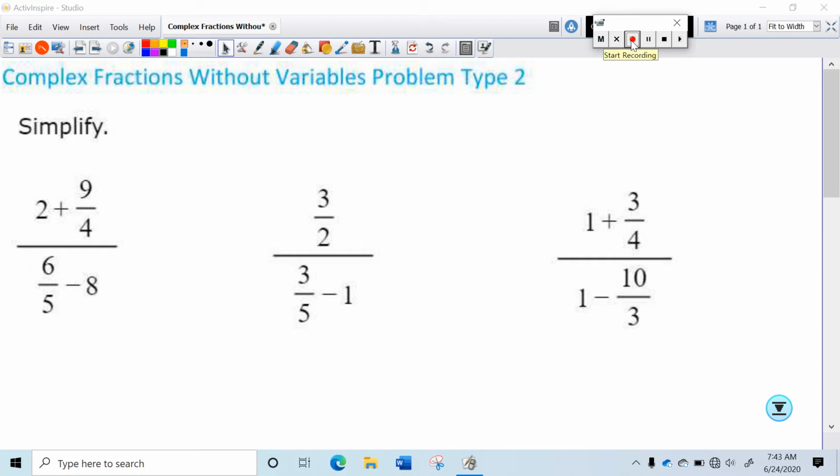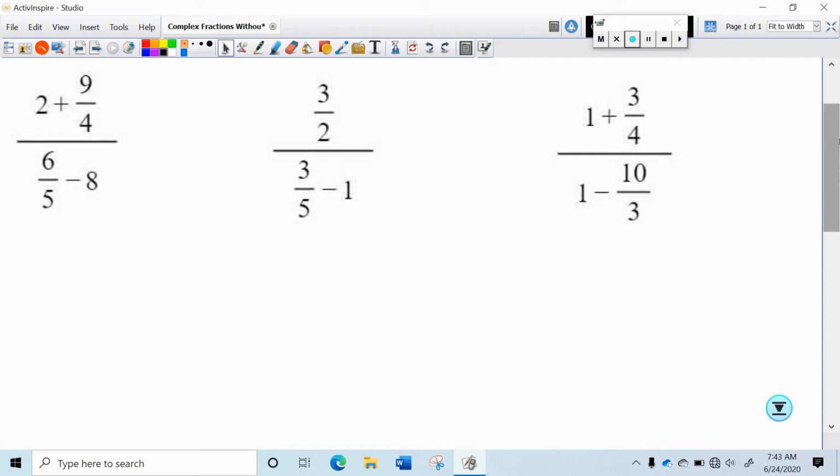These are complex fractions. It's a fraction over a fraction. I'm going to show you how to simplify these. The first thing is you have to identify where your fraction bar is. So my fraction bar, let me just go ahead and do each one of these. Okay, there are the fraction bars. So you want to treat numerator and denominator separately.